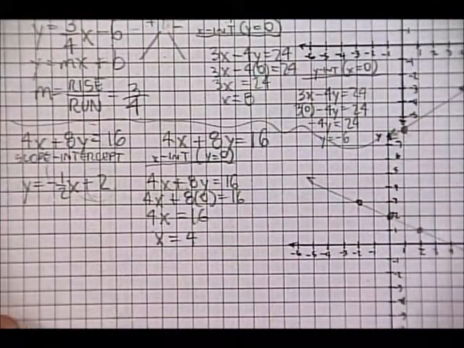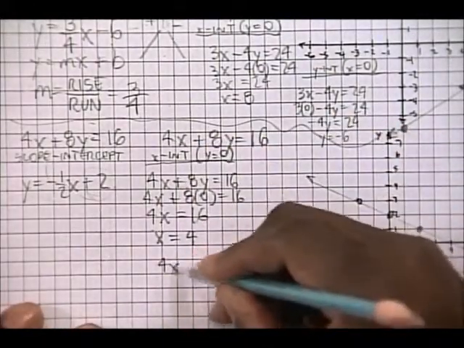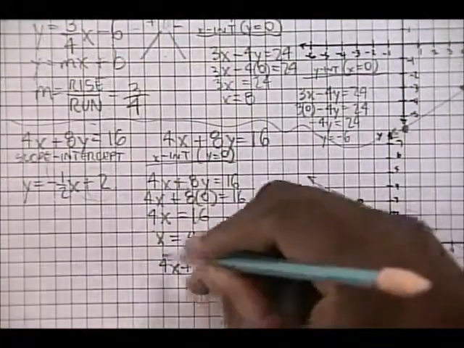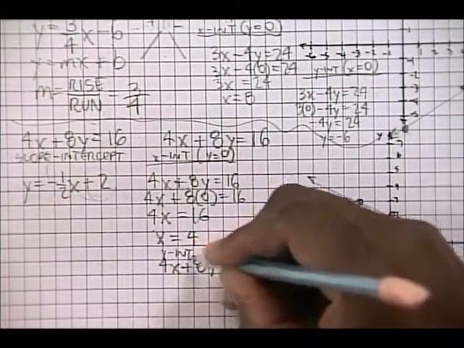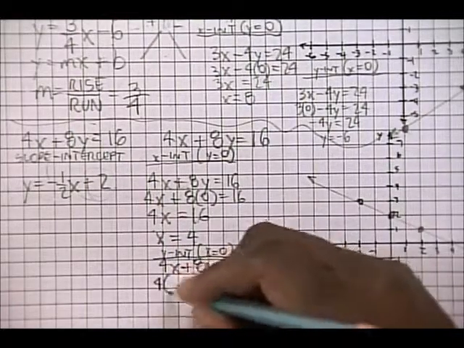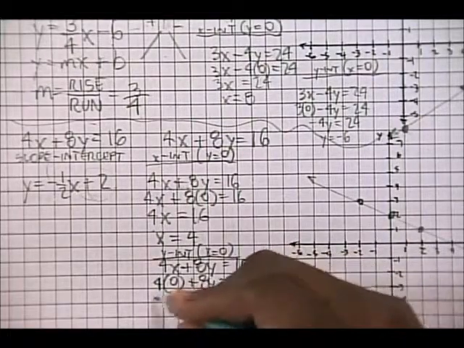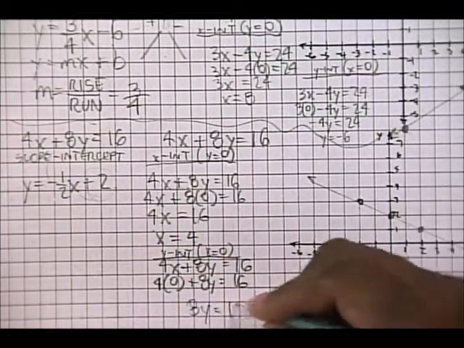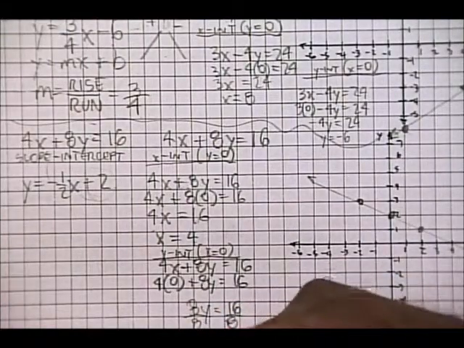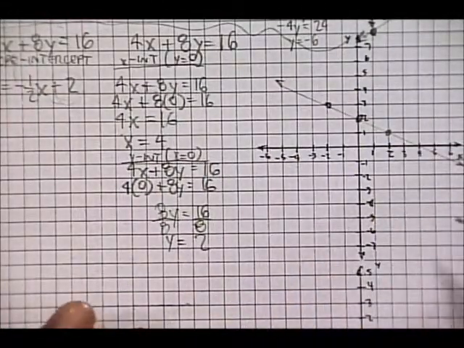Now let's find the y-intercept. Same problem, 4x plus 8y is 16. The way you find the y-intercept is you make x equal to 0. You have 4 times 0 plus 8y is 16. That 4 times 0 is just 0. You get 8y is 16. You divide by 8 on both sides, and you get y is 2. So the y-intercept is 2.